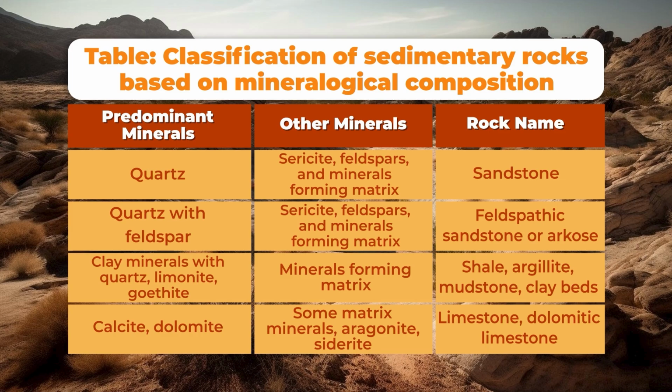Likewise, when the prominent minerals are quartz and feldspar with some other minerals that you can see in this table, like feldspars and minerals forming the matrix, the name of the rock is feldspathic sandstone or arkose.